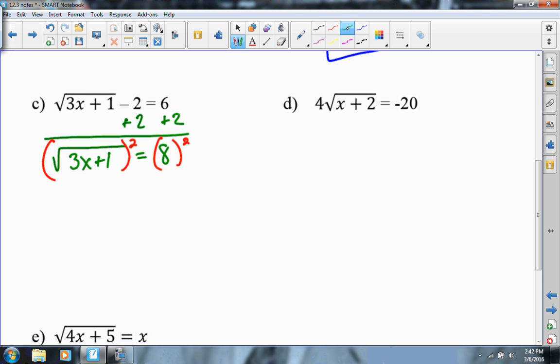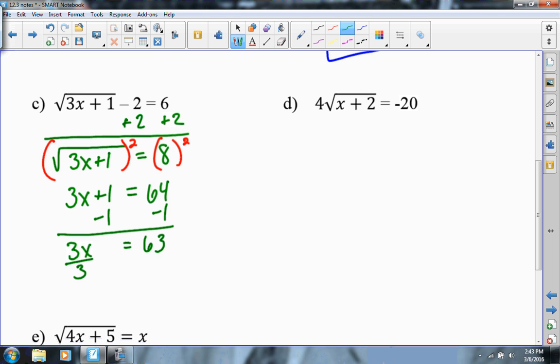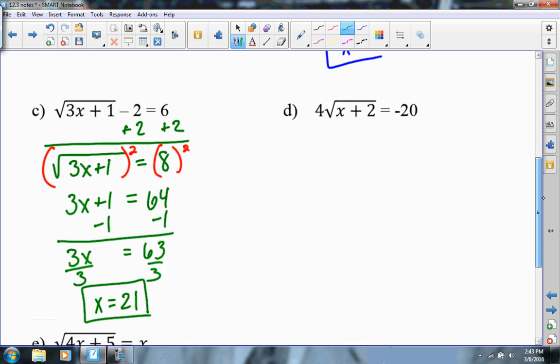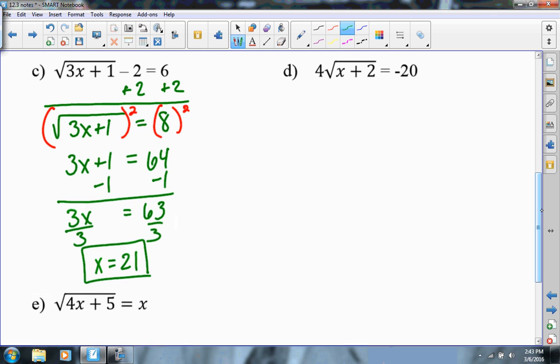Now remember, when you square a square root, that radicand pops out. The 3x plus 1 is what pops out. And then 8 squared is 64. Then I'm going to subtract the 1. So now it's just like a linear equation that we've done way back in chapter 3. And then I divide by 3, and I'll get x equals 21. So for these first 3 examples, we've had nice, positive, whole number answers. So let's see what happens here for part D.